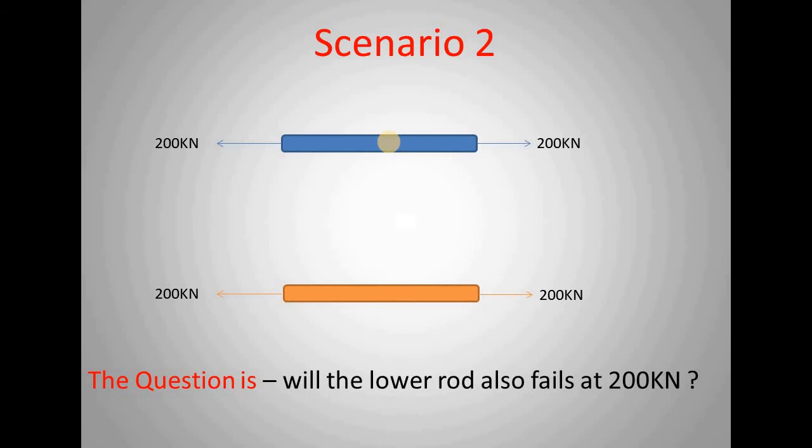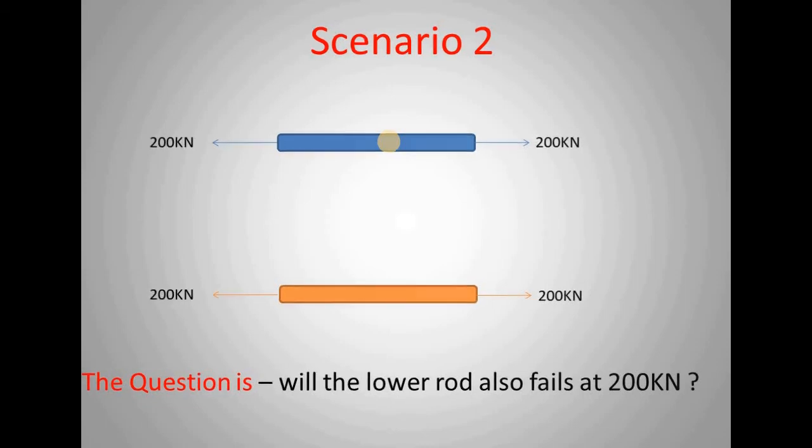Of course, the plastic member is going to fail first because of the difference in material. Alloy is much stronger than plastic. So the plastic is going to fail first, and this is because of the difference in materials. That is the answer to the question. The plastic member is going to fail first before the alloy member, because alloy is much stronger than plastic. So this is scenario 2.